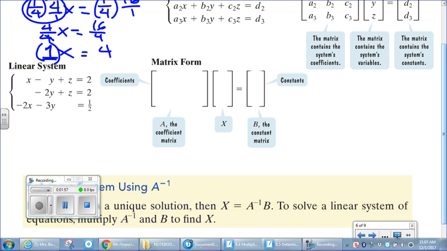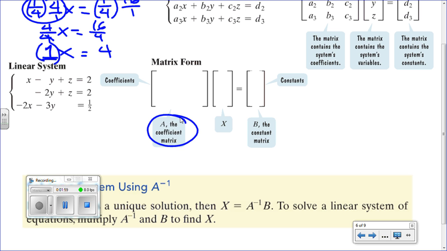The first one will be the coefficients of the system. So we will take the 1x, 0x, and then negative 2x. So that will be our first column: 1, 0, negative 2. Next column will be our y's. So we have negative 1, negative 2, and negative 3. And the third column will be 1, 1, 0.